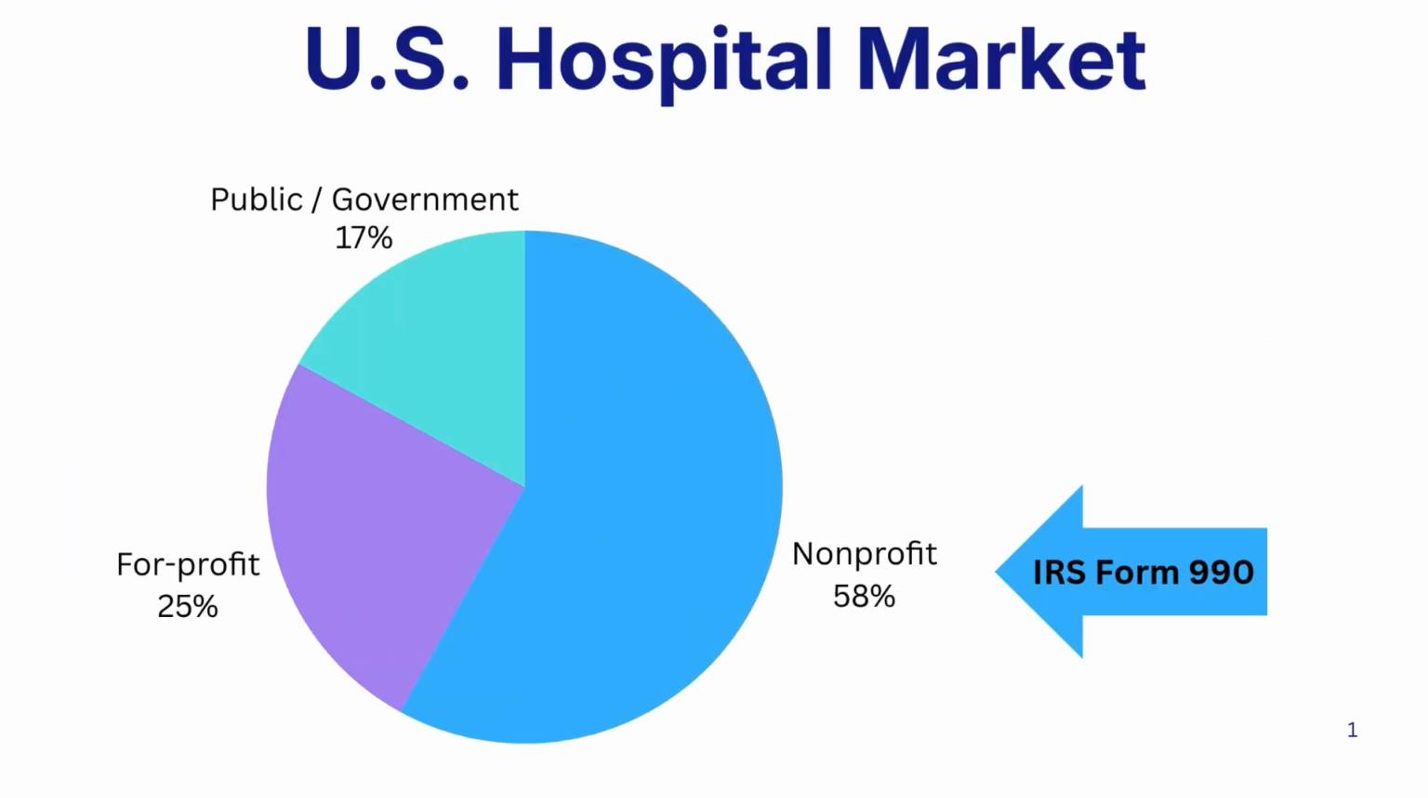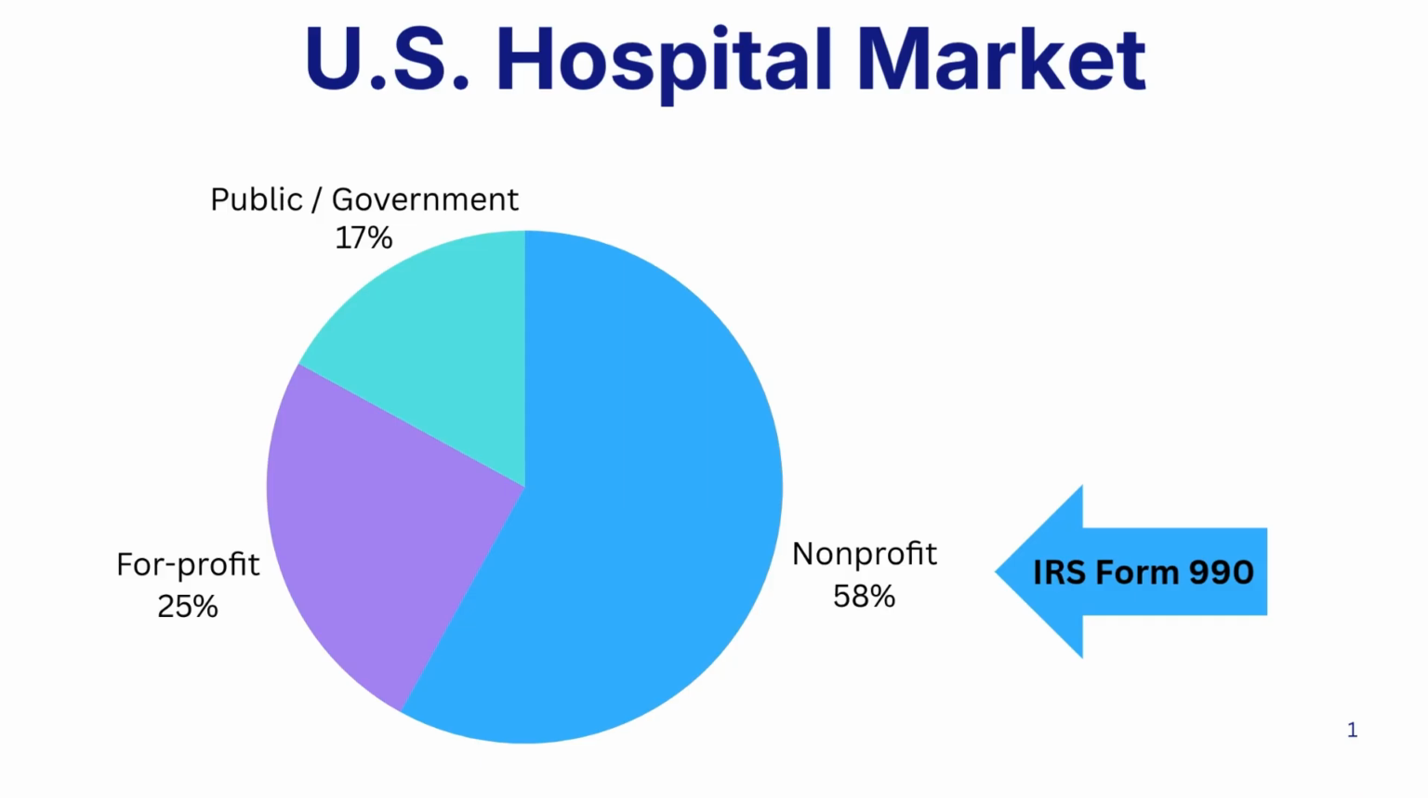Okay, so now we've covered the annual report and the 10K report. But if you look at the chart on this slide, you'll notice that almost 60% of hospitals and also a large portion of all healthcare organizations are nonprofits. So they aren't publicly traded, and you're not going to find a 10K report on their website. So where can you get their data?